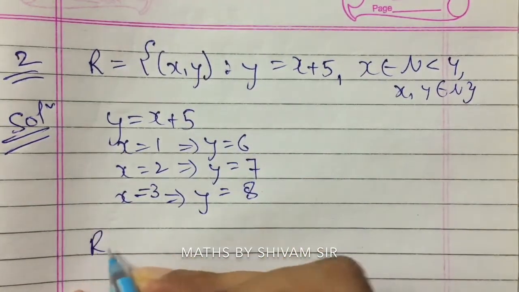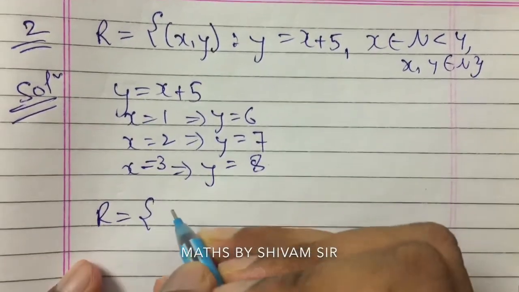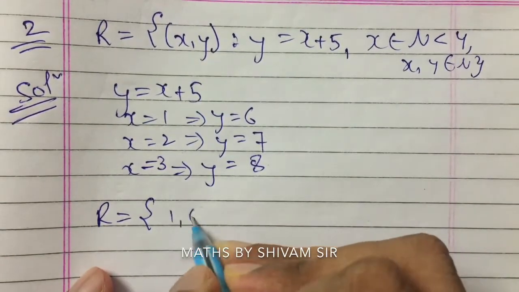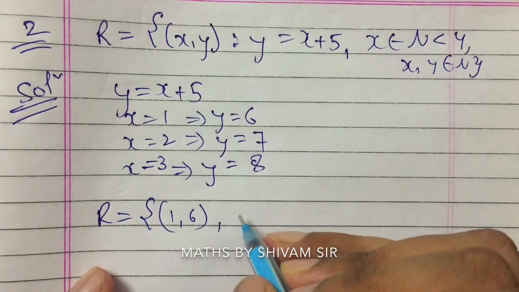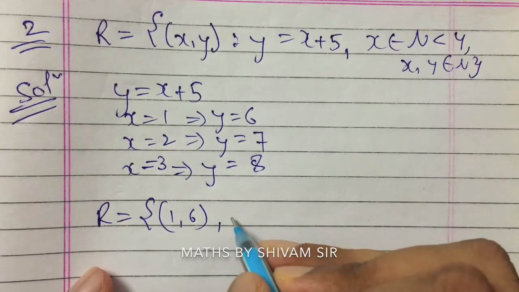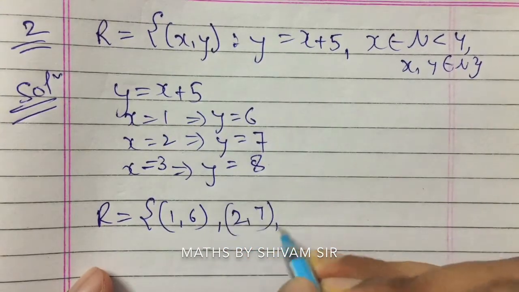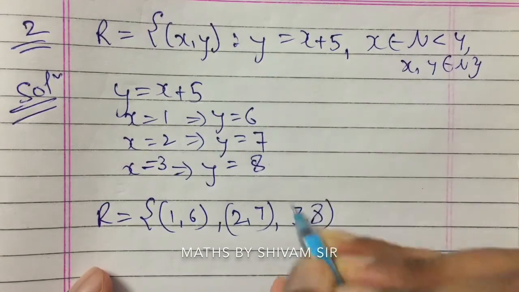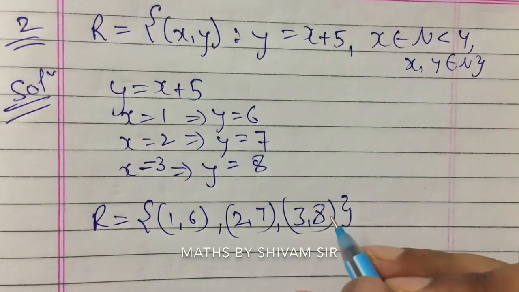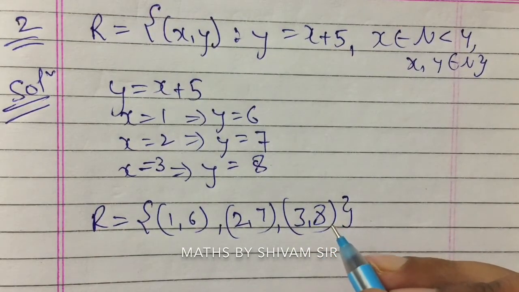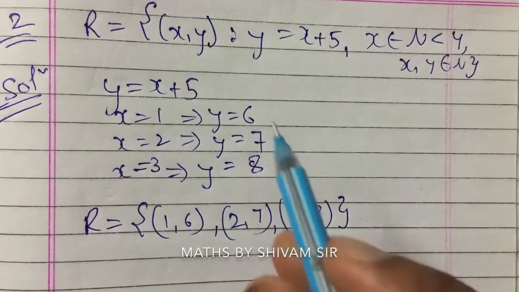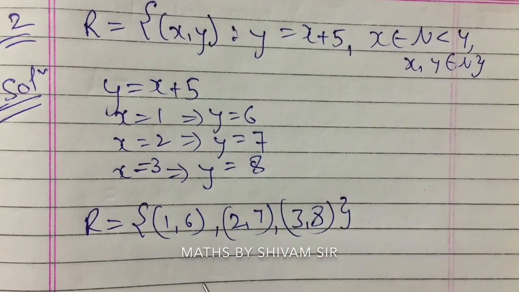So the relation can be defined as, elements in the relation will be in roster form, (1, 6), (2, 7) and (3, 8), right? This is the relation. So depict this relationship using roster form. So this is the roster form of this relationship. Now we have to write down the range and we have to write down the domain.